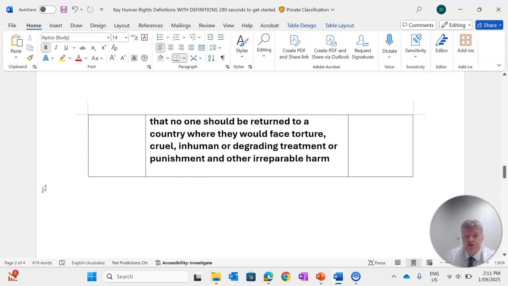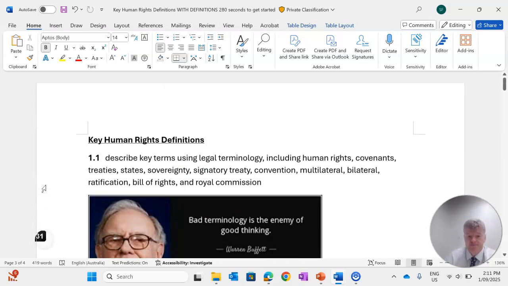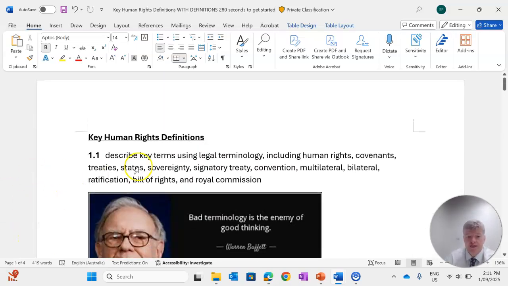So there's a bunch of different definitions there. And if we go back to where we started, we've talked through all these key elements, the key definitions of human rights.